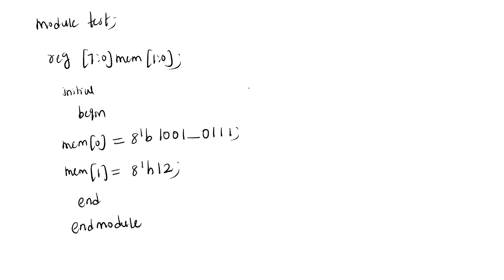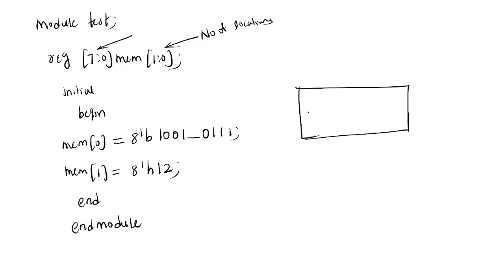Okay, so that means how many? This is nothing but the number of locations, and this is nothing but the vector. That means each location, how many bits I can accommodate. This is by using the vector. So that means you have a total of two locations, 0 and 1. So the first location, how many bits can I accommodate? 7 down to 0 means 8 bits. Like this I can accommodate.